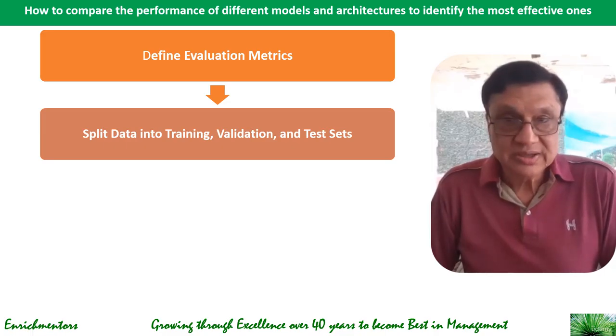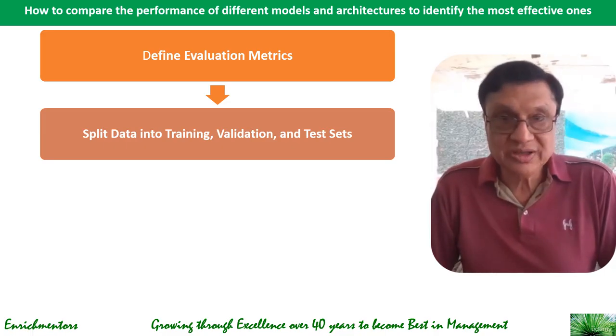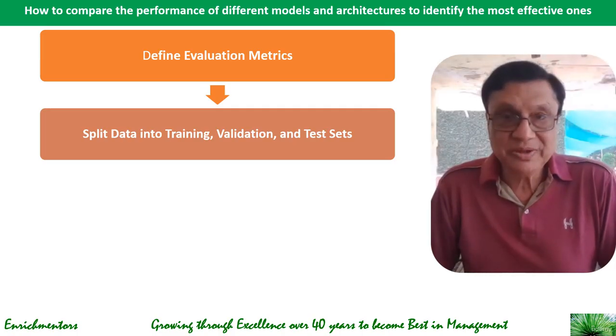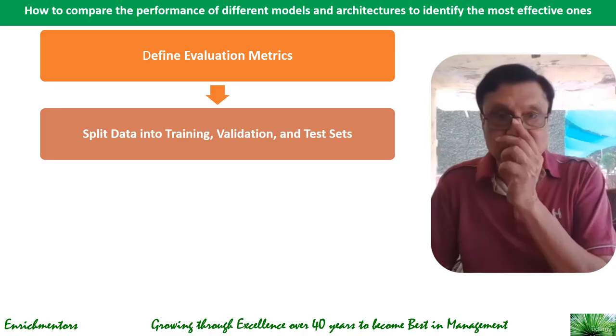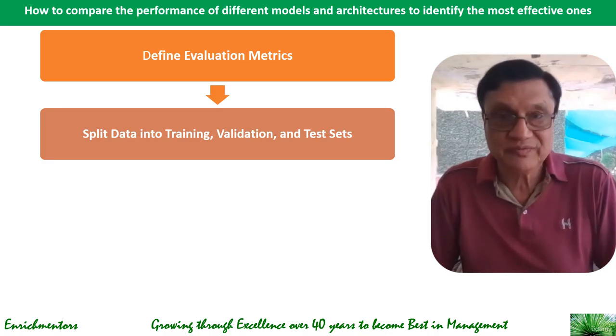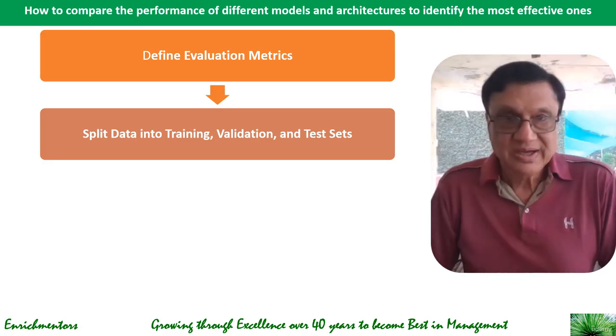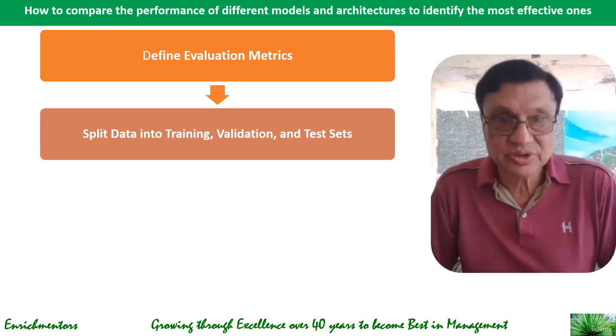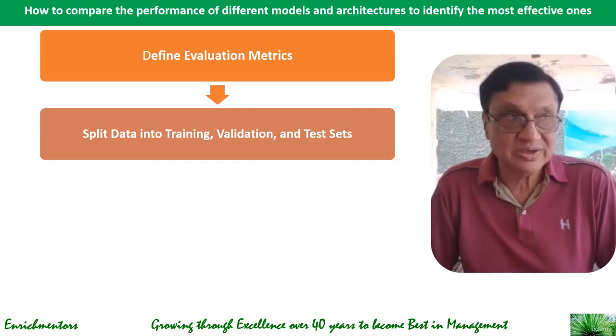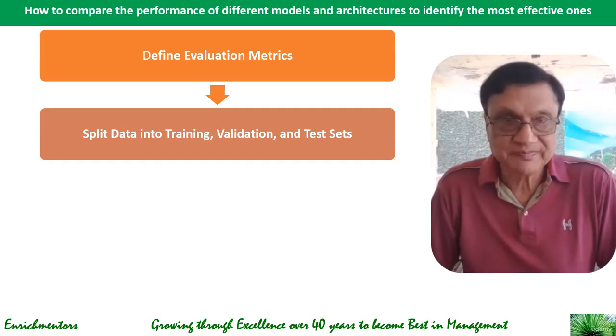The training set is used to train the models. The validation set is used to tune hyperparameters and select the best performing models. And the test set is used to evaluate the final performance of the selected model. Ensure that the data splits are representative of the overall data set and maintain the same distribution of classes or target variables across the sets.